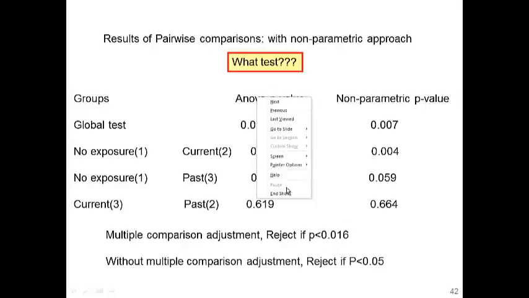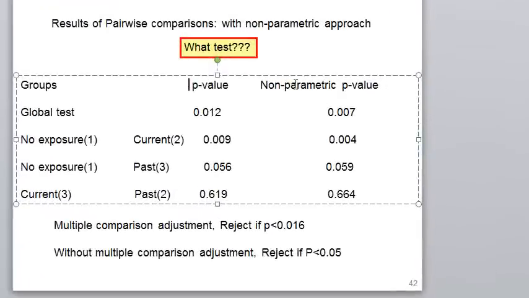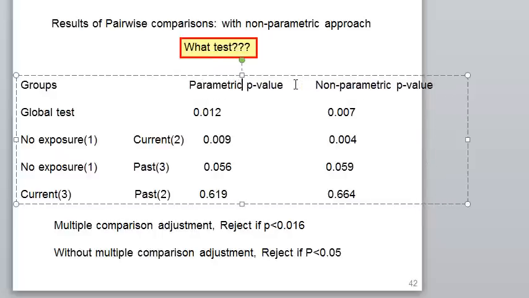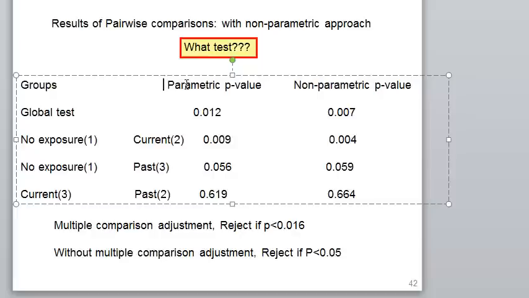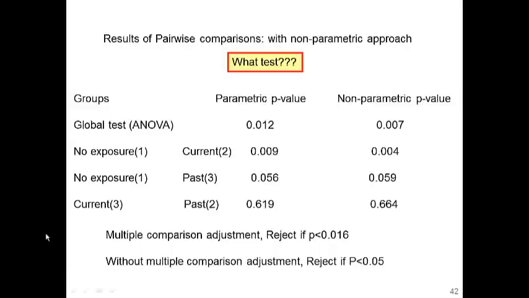Actually, let me fix this slide. This is the parametric test. And the global test is really the ANOVA test. And we use Mann-Whitney for this. Okay.